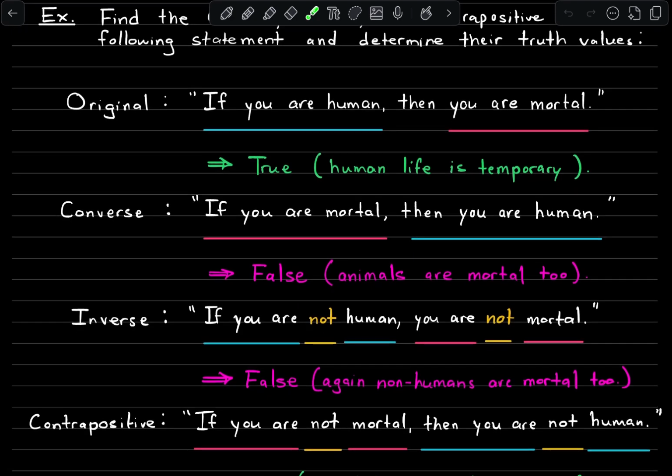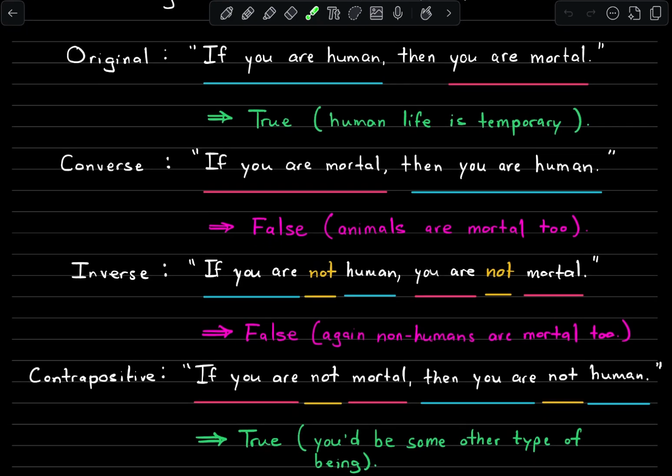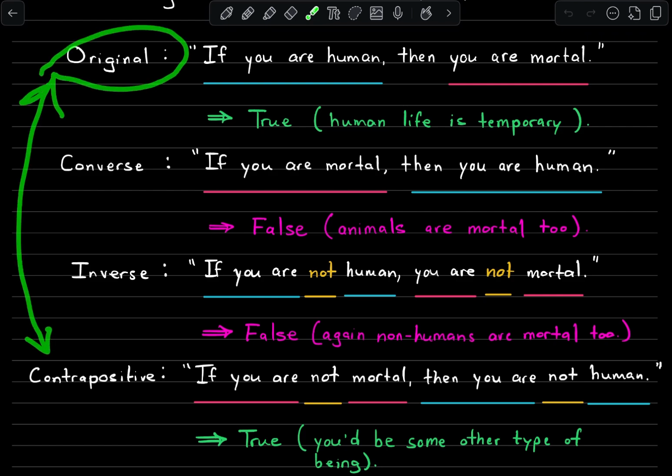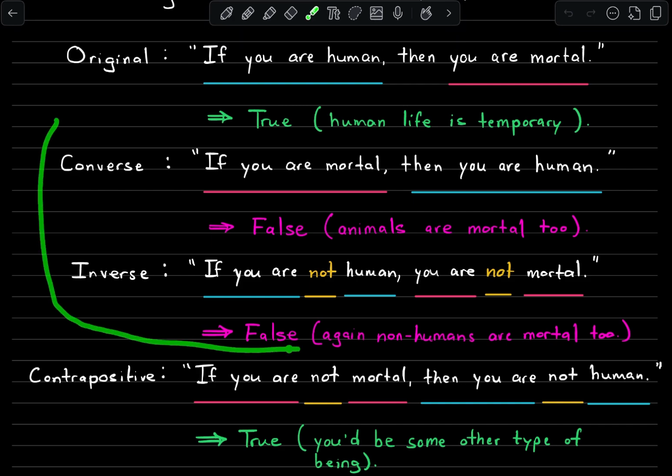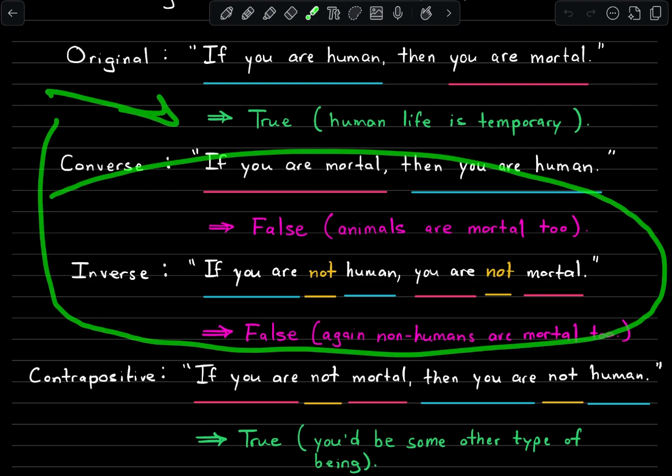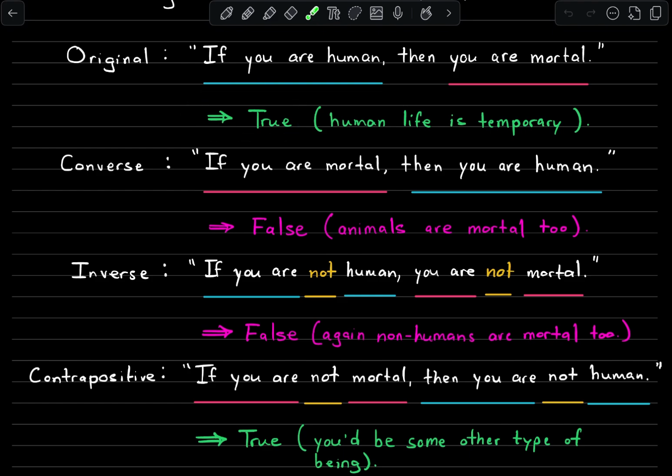This statement is actually true. If you're not mortal, then you're not human. You're some other kind of being, right? Some sort of immortal alien or god or some mythological creature or something like that, right? You're not human. So the contrapositive actually shares the truth value with the original statement. The inverse and the converse are going to have the opposite truth value. So if your original statement were true, these two will be false, your contrapositive will be true. If your original statement was false, these two are going to be true, and your contrapositive is also going to be false.